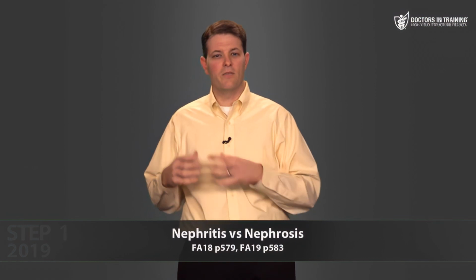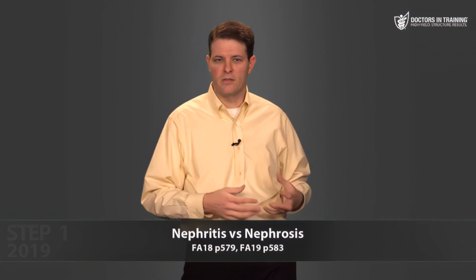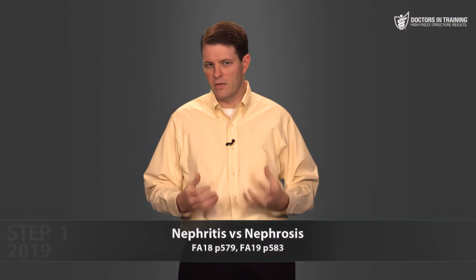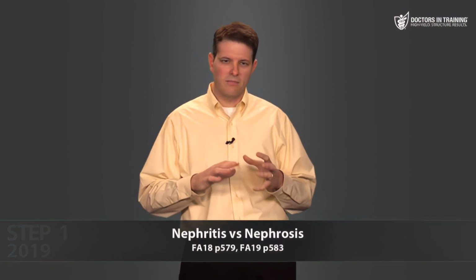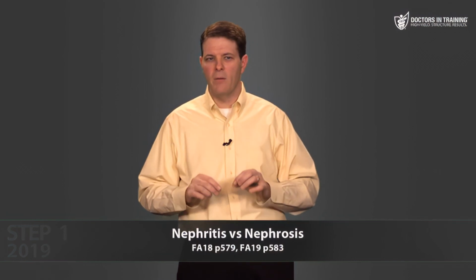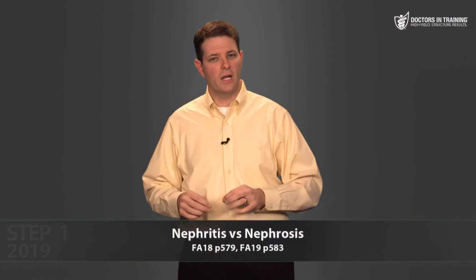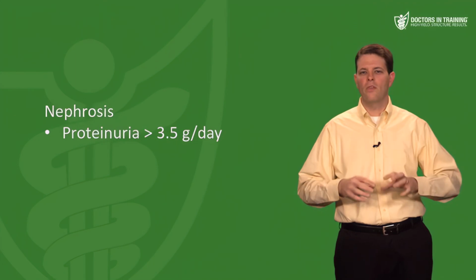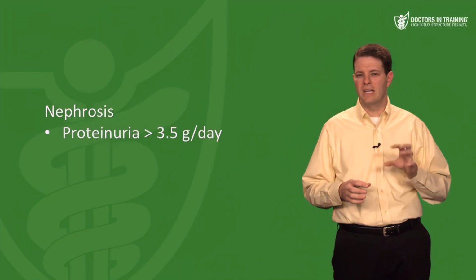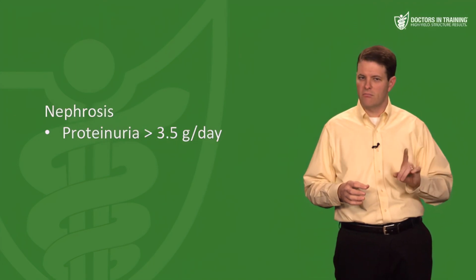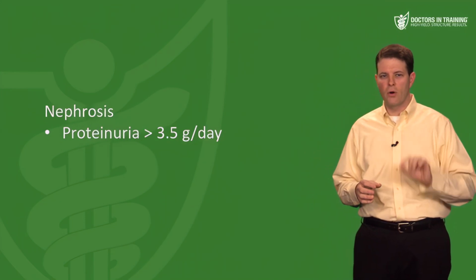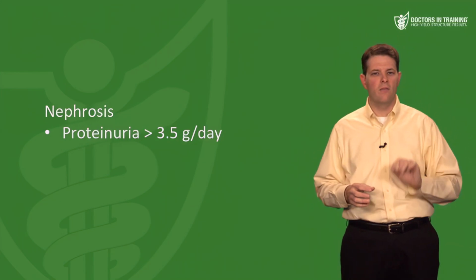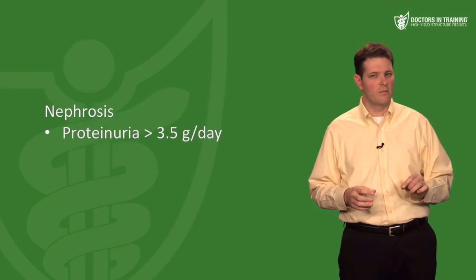The big difference between a nephritic syndrome and a nephrotic syndrome is how much protein is found in the urine. We're going to get into more detail on that later, but for right now, when you hear nephrosis or nephrotic, I want you to think big-time proteinuria. Nephrosis means there's more than 3.5 grams of protein in the urine per day. That's a number worth knowing. Know that cutoff. Proteinuria of more than 3.5 grams per day is nephrosis.